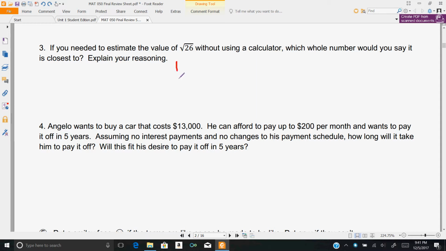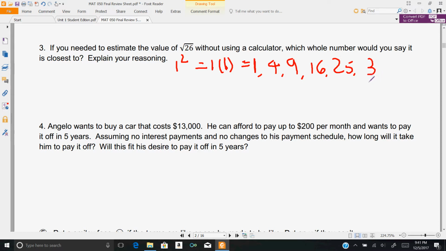So I'm going to take 1 squared, which is 1 times 1, which is 1. And then I'm going to do 2 times 2, 2 squared. 2 times 2 is 4. 3 squared means 3 times 3, that's 9. 4 squared is 4 times 4, or 16. 5 squared is 5 times 5, or 25. And 6 squared is 6 times 6, which is 36.